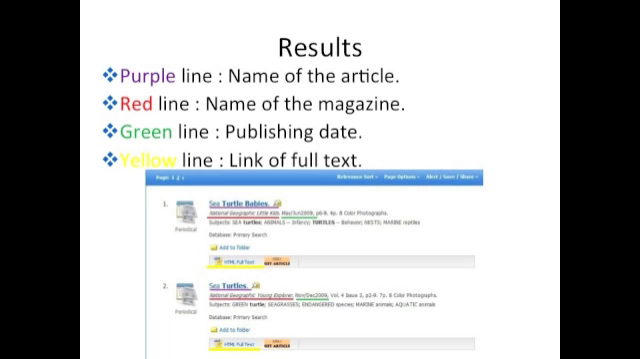Now let's talk about the information you get with your results. When you search, you're going to get first the name of the article, which we've underlined in purple. Next, underlined in red is the name of the magazine or the publication that it came from. The green line is the publishing date, and the yellow line shows you where you can click to get the full text of your article.